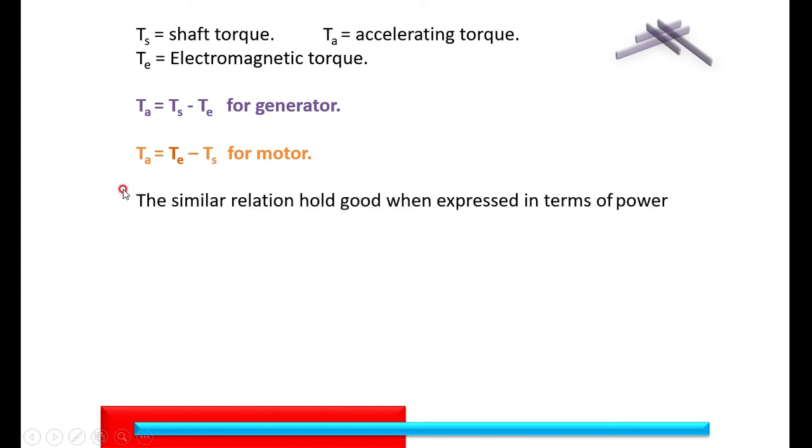The same expression can be written in terms of power. The accelerating power PA can be expressed as PS minus PE; instead of torque, here I am expressing it in terms of power. So PA is equal to PS minus PE. Similarly, for the motor, PA is PE minus PS.